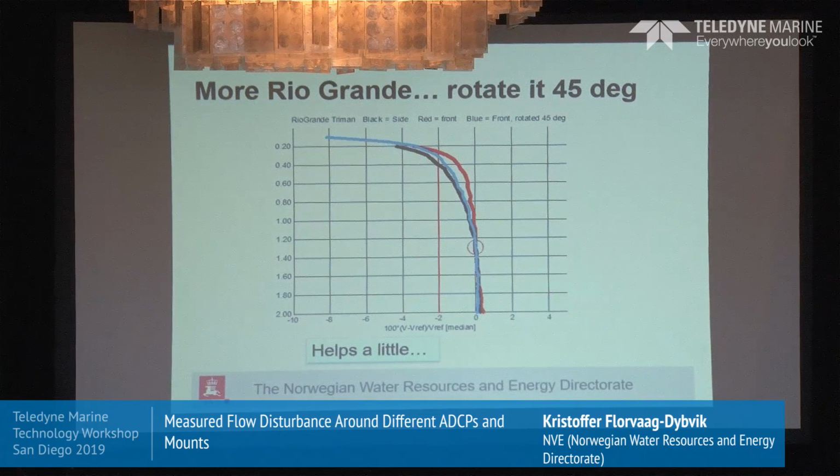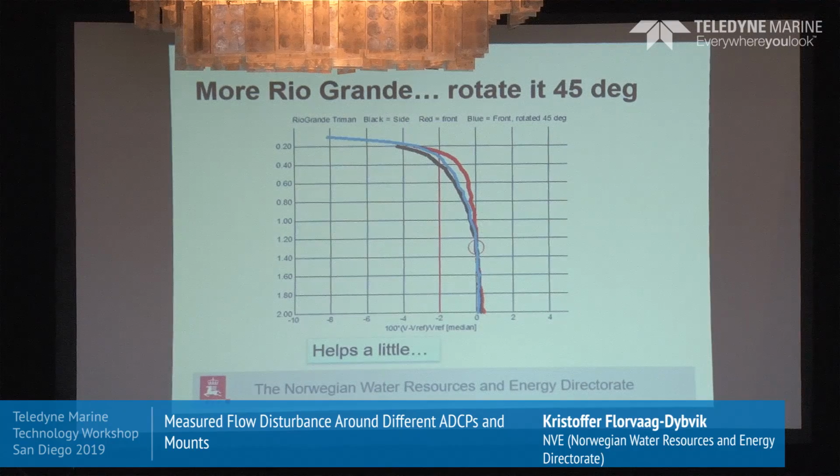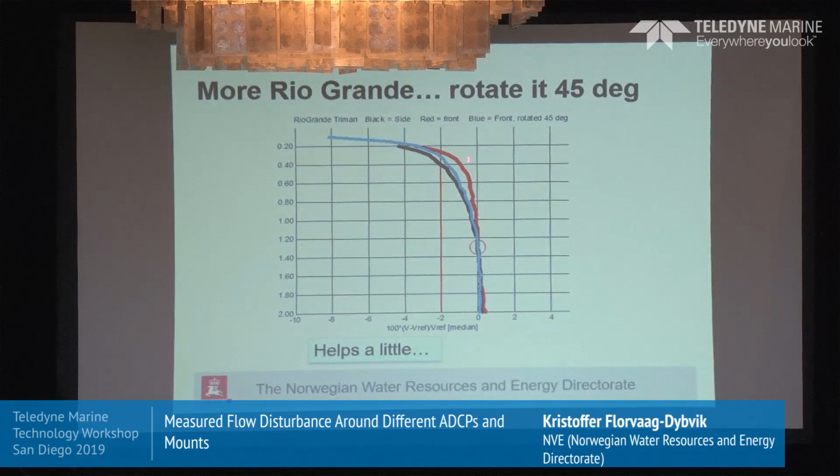Okay. Someone suggested that it would be less flow disturbance if we rotate the Rio Grande 45 degrees and mount it like a Stream Pro. And it is a little bit better. The black line, that's when it's on the side of the boat. The red line is when it's in front of the boat. And the blue line, that's when it's in the front of the boat and rotated 45 degrees. So it is a little bit better than having it the original way.